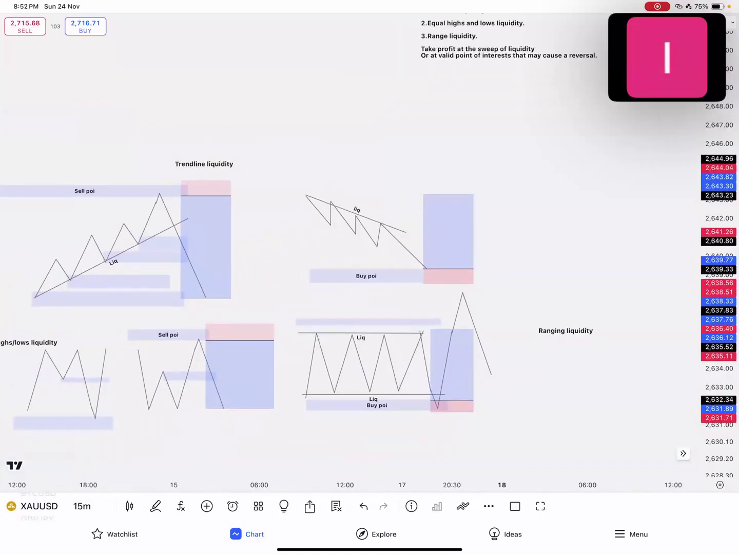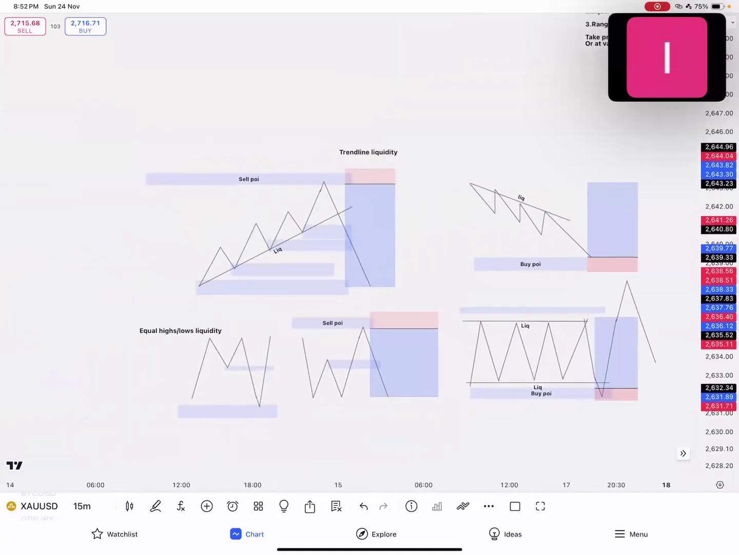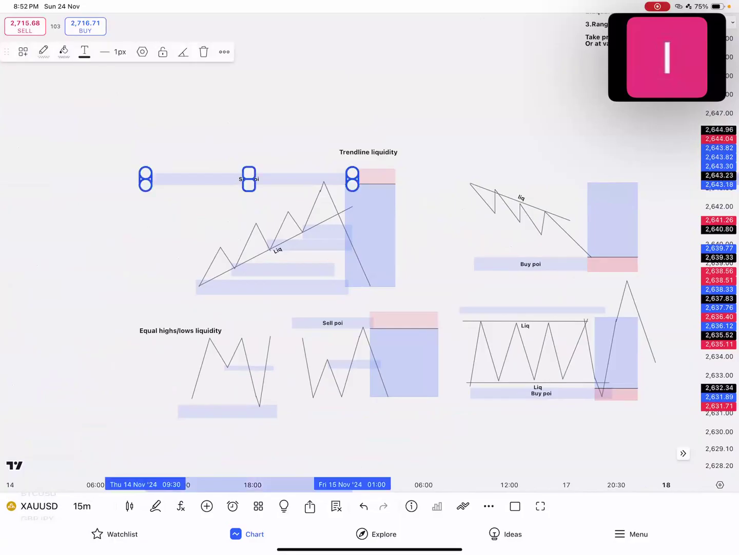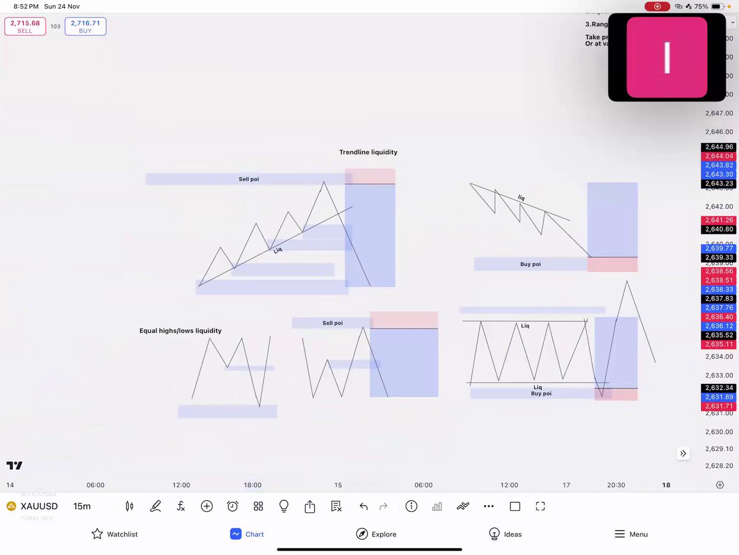So if the market approaches your point of interest using any of these patterns, if the market is approaching your sell point of interest while being on an uptrend, making a series of higher highs and higher lows, if you trigger your sell point of interest, your take profit should be clearing that trend line liquidity.